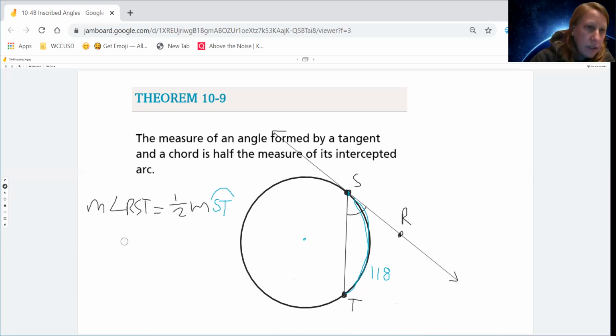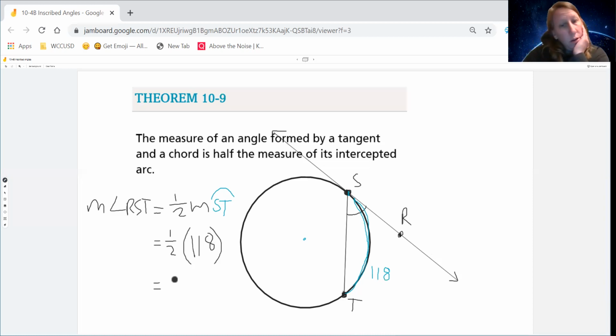Okay, we'll call it 118. And so all I would have to do is take half the measure, half of 118, if I just made up that number there. That's going to be half of 118. 118 divided by 2 is 59 degrees. Does that look reasonable? Yeah, not bad.